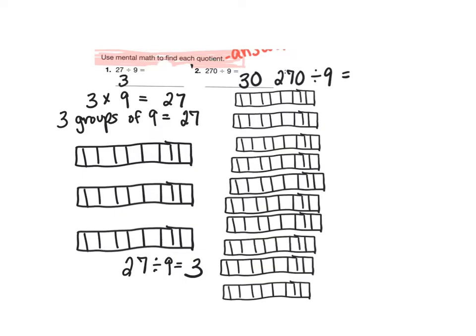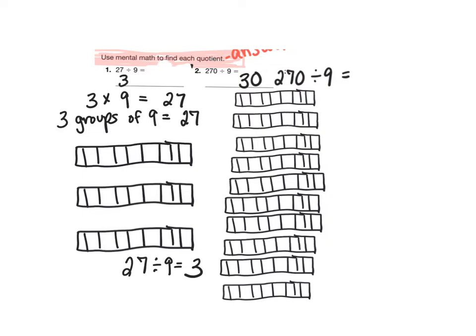Okay, so I didn't want to make you watch me duplicate all those, but I made 10 groups of 9 to start with. So here's one group of 9, and I have 10 of them. 1, 2, 3, 4, 5, 6, 7, 8, 9, 10. And that gives me 90. I need to end up with 270. So I've got to duplicate these.